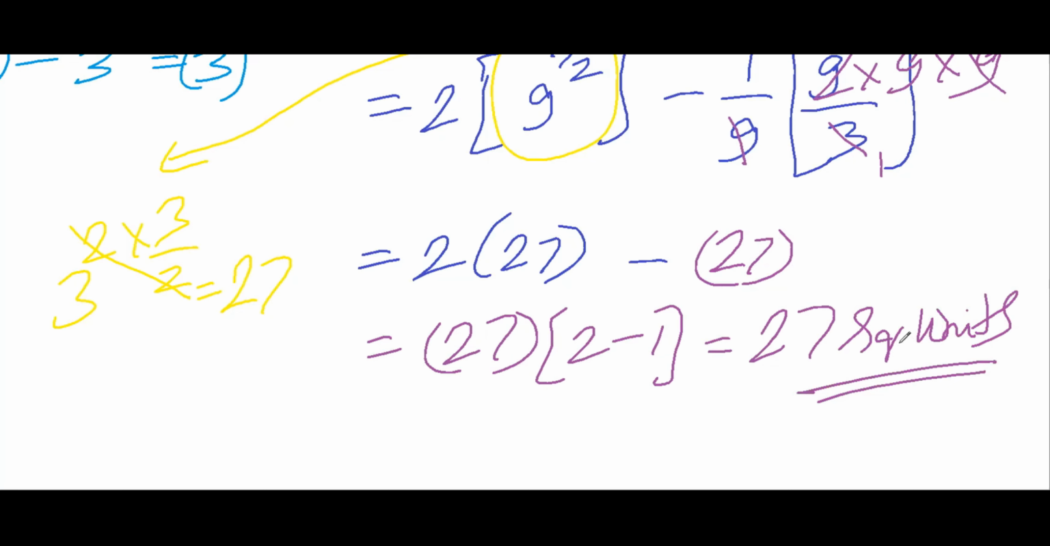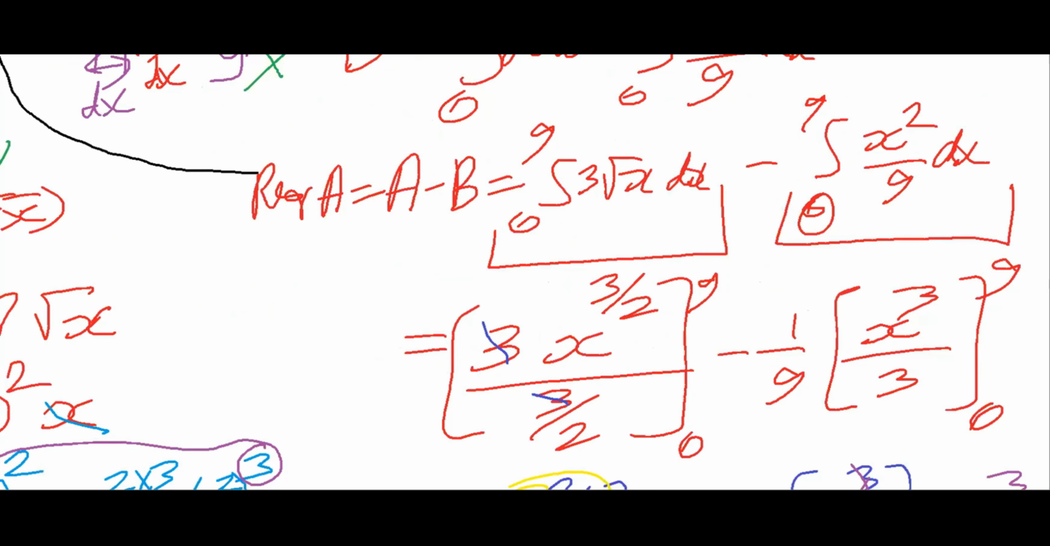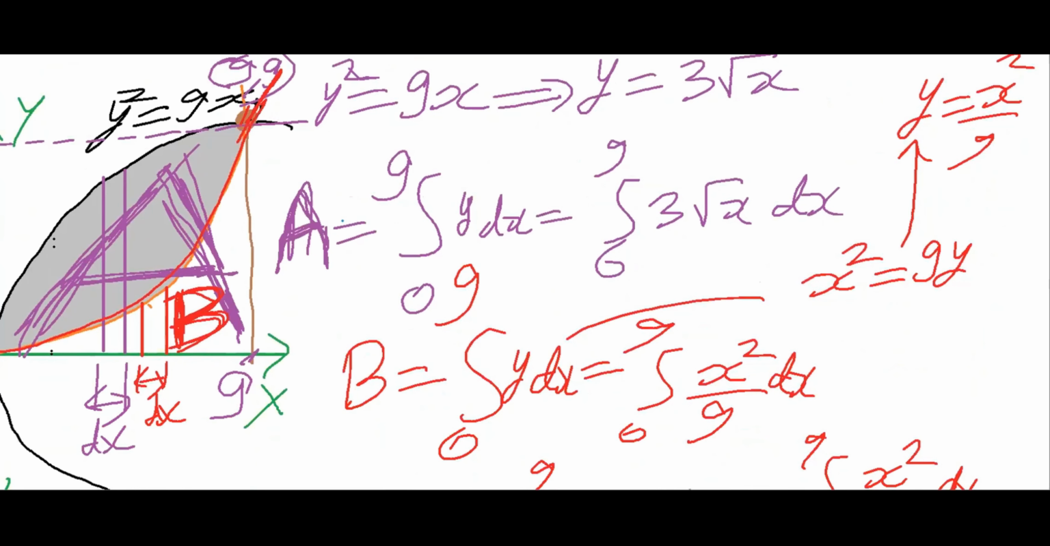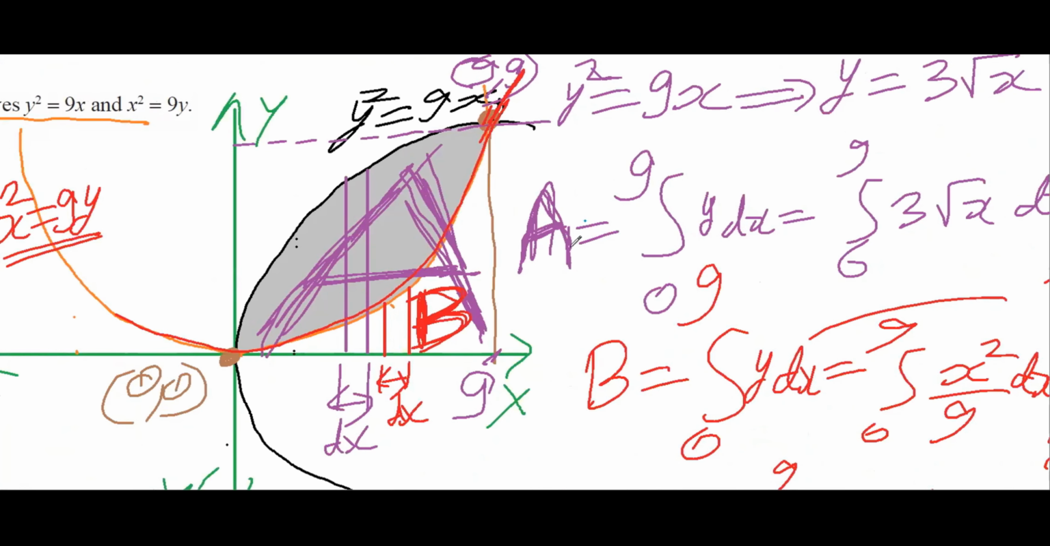Why am I writing square units? Because this is the area. So I have got the answer. The area of this shaded portion, this entire portion, will be capital A minus capital B, and that comes to 27 square units. You will write square units. You will not write centimeter or something, because it is not mentioned there. Hope it is understood.